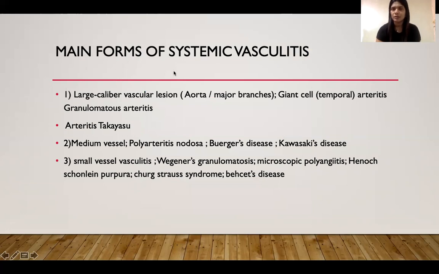Then the main forms of systemic vasculitis. Large caliber vascular lesion mainly affects the aorta and major branches. You can say giant cell arteritis, a granulomatous arteritis, is one of the types. And Takayasu arteritis, you know, this arteritis was diagnosed in Japan, that's why the name Takayasu has been given to this condition. In medium vessels, some important types are polyarteritis nodosa, Buerger's disease, and Kawasaki's disease. Small vessel vasculitis has some other examples also.